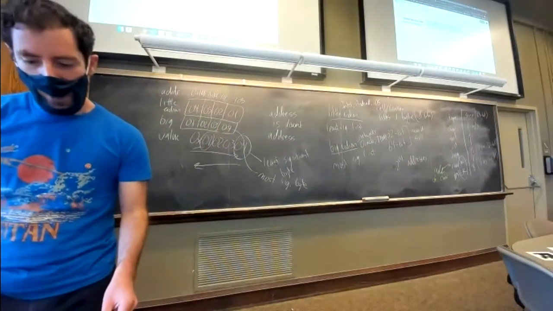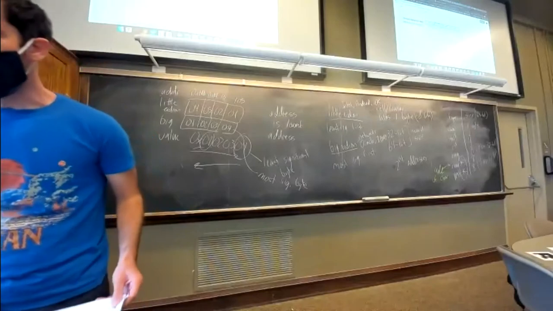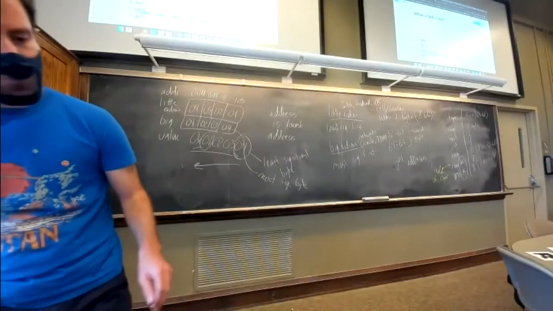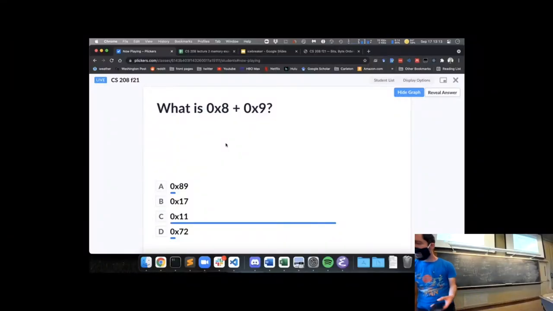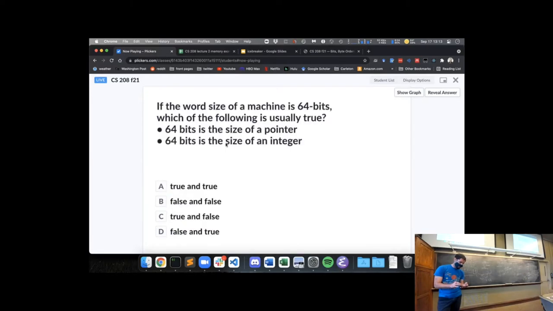Other questions? All right, I think we have time for a little bit of practice. All right, we'll start with this one. If our word size in the machine is 64 bits, which is true, 64 bits is the size of a pointer, 64 bits is the size of an integer.